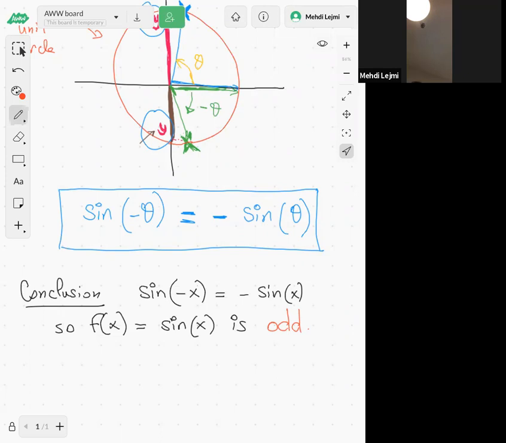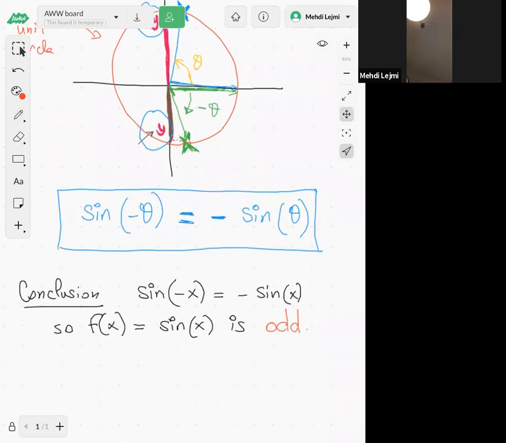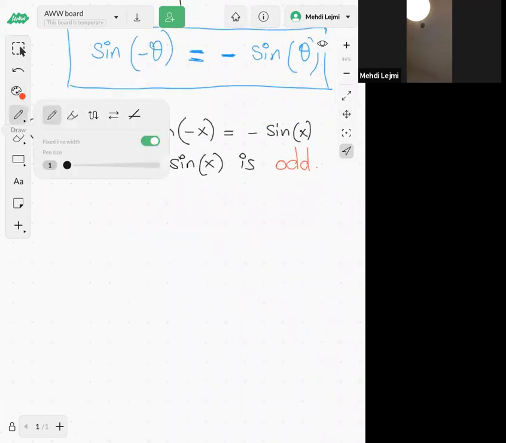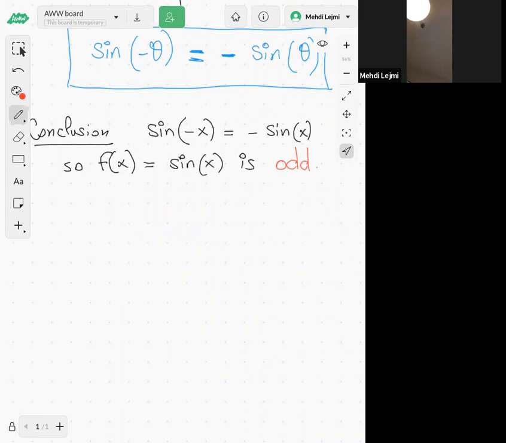Next, we're gonna discuss when the sine and cosine are positive and when they are negative. So in which quadrant they're gonna be positive and in which quadrant they're gonna be negative, right? So next, number 2, cosine of theta and sine of theta.